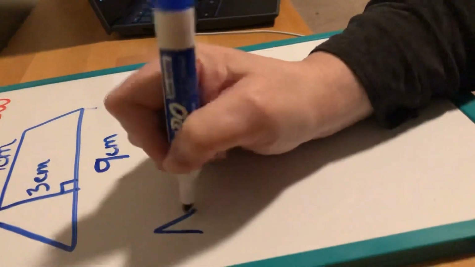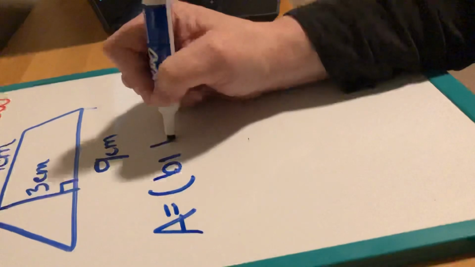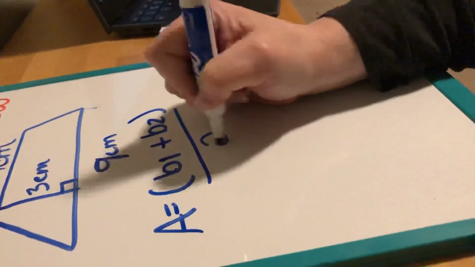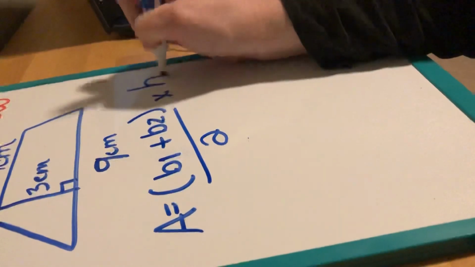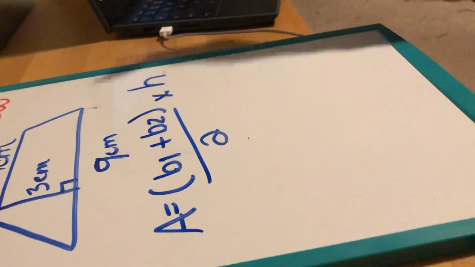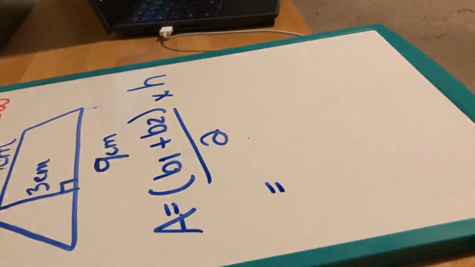Our formula: bracket, base 1 plus base 2, divided by 2, times h. So you can kind of see how this part of the formula you want to do first, then multiply that part of the answer by h. So let's just plug in the numbers.